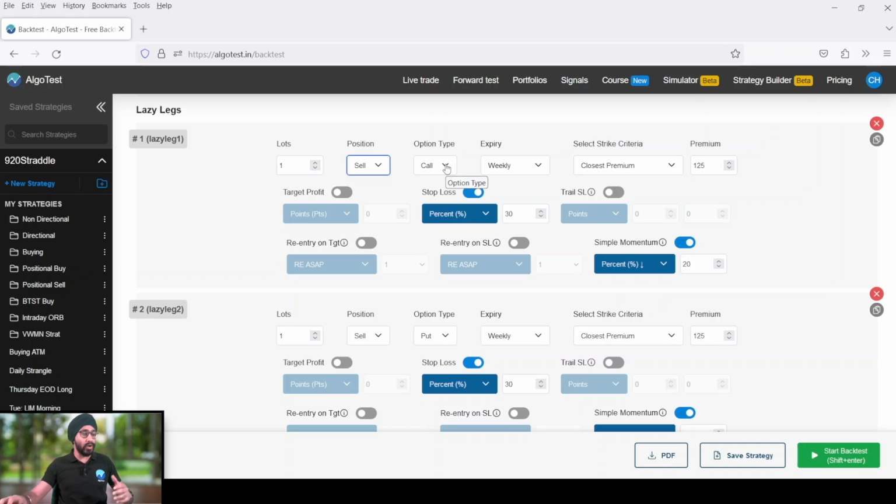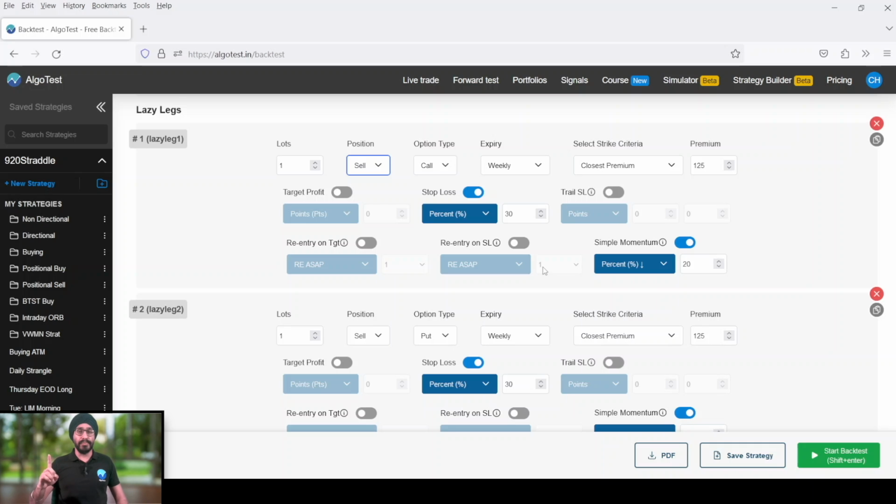You can change your lot quantity, you can change your position, you can change your option type, your expiry, you can change your strike type, you can add individual stop losses, targets and TSL and re-entry feature for these lazy legs along with the momentum feature, right? So I hope you use this very powerful tool that we have provided you for making many more strategies.